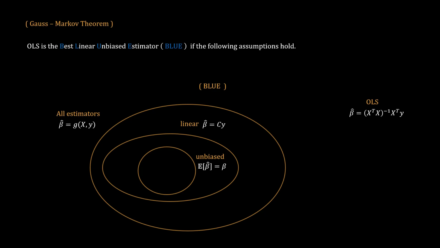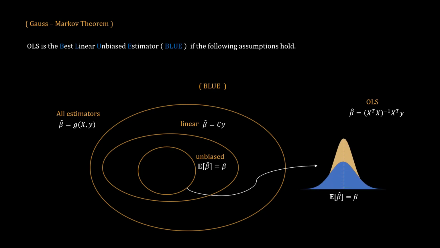Note that the graphic does not mean that all unbiased estimators are linear. What we are trying to say is that we only consider the unbiased estimators within the class of linear estimators. So finally, within the class of linear unbiased estimators, OLS is the one with the minimum variance. That's what best means.